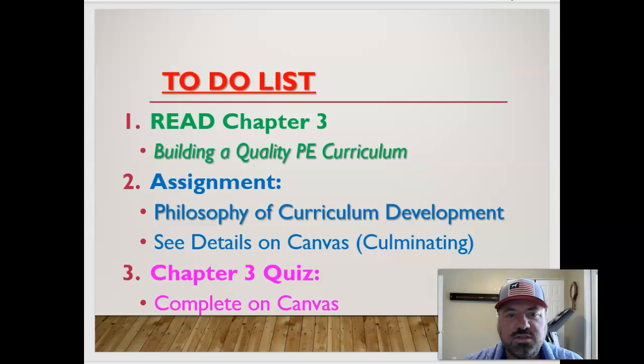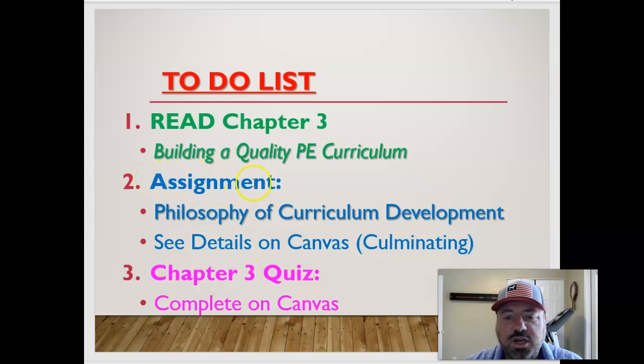So what's our to-do list? All right, make sure you go back to Canvas and look at the full Module 3 activities and assignment list and the due dates. But your to-do list, after you complete watching this video, is, if you haven't yet, read Chapter 3, Building a Quality PE Curriculum. All right, it's critical, we only read 3 or 4 chapters in Unit 1 here. Make sure you read this chapter and you understand what building a quality PE curriculum looks like. Because that's going to be critical to your success in some of these assignments and your overall understanding and your ability to be successful in number 3 here, the Chapter 3 quiz.